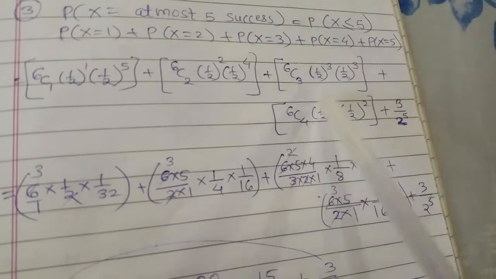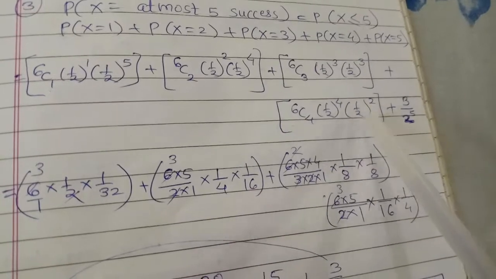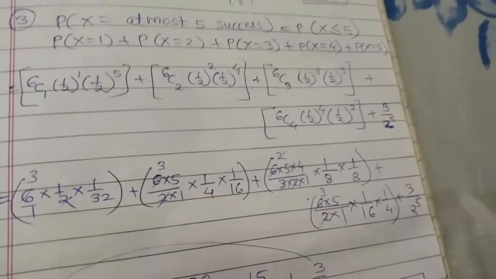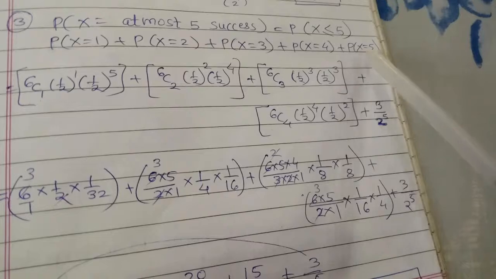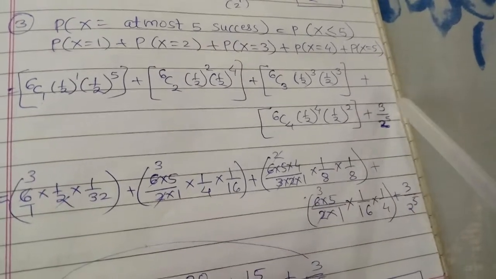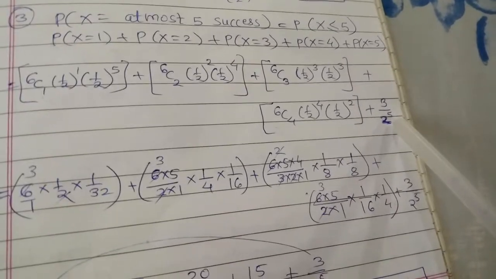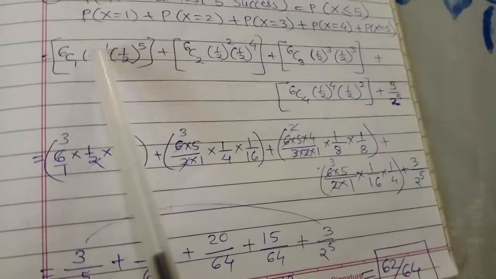For x equals 4, that is 6C4 times (1/2) raised to 4 times (1/2) raised to 6 minus 4, that is 2. We already found out the answer for x equals 5, that is 3 upon 2 raised to 5. So we write it as it is.